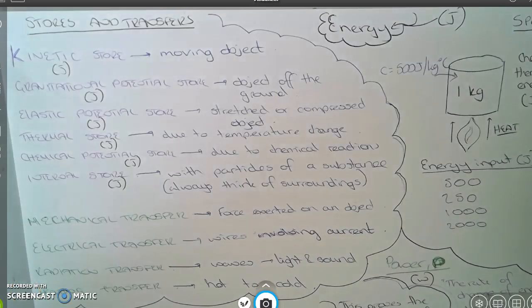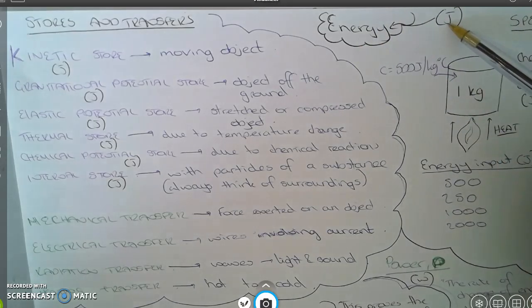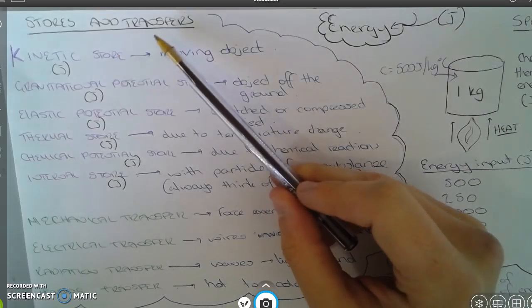Okay, so here is the first of 4 videos that are going to talk through the modules for your Paper 1 physics exam. And the first one is to do with energy. The first thing I'm going to let you know is that energy is measured in a capital J for joules. Okay, so the first thing we need to know is about stores and transfers.